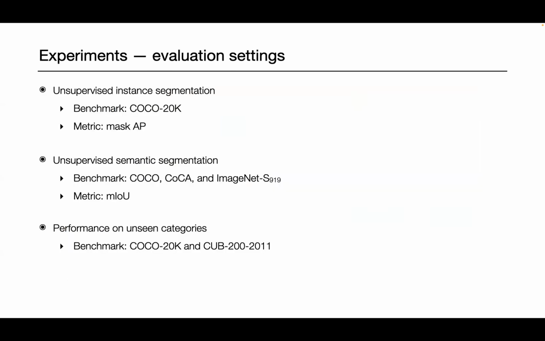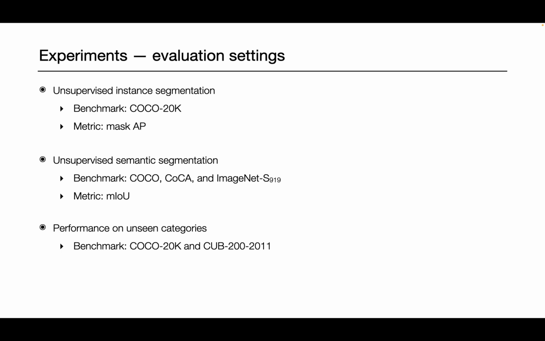Now, to evaluate our model, we compare DUTIES, which stands for zero-shot unsupervised transfer instance segmentation, to previous unsupervised instance segmentation methods on COCO 20K mask AP, and unsupervised semantic segmentation methods on COCO, COCO-Stuff, and ImageNet as benchmarks in terms of IoU. Plus, we also evaluate our model on COCO 20K and CUB datasets when it is tasked with segmenting categories that it wasn't trained for during the training time.